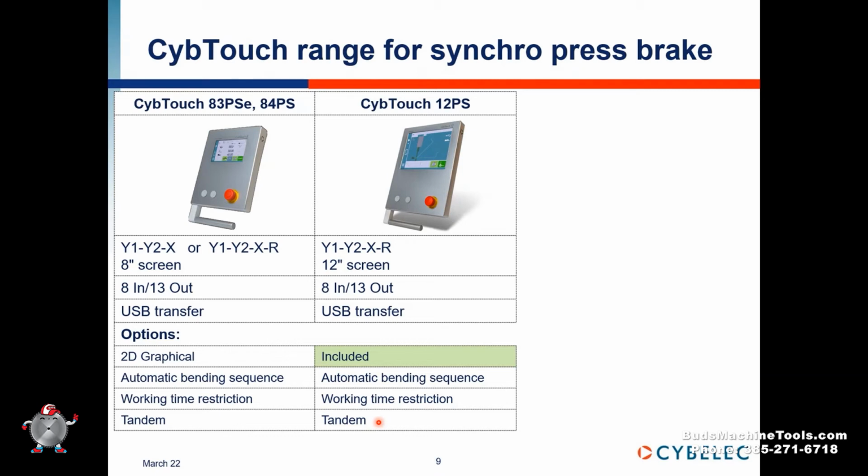I did not mention, but you can also purchase the option later on, which means you have bought the SIP-Touch, you install the SIP-Touch on the machine, and the end user wants to have the automatic bending sequence. In this case, you order the option directly from Cybelec, the sales department, and they will send you a code to unlock this option on the SIP-Touch. So the end user on his side only needs to enter a code, a license, and this option will be unlocked.